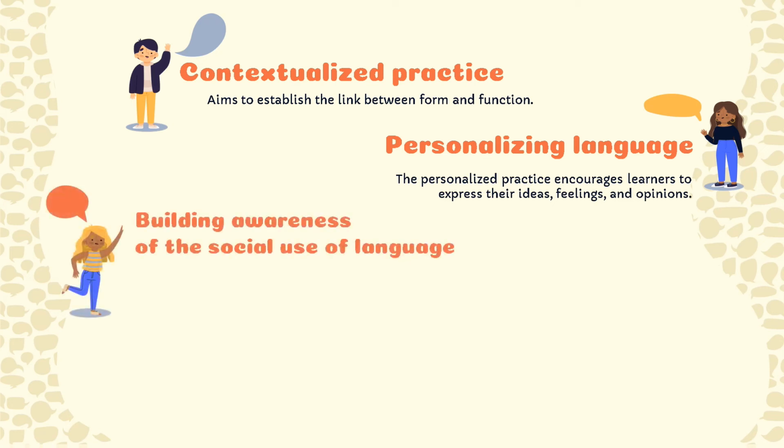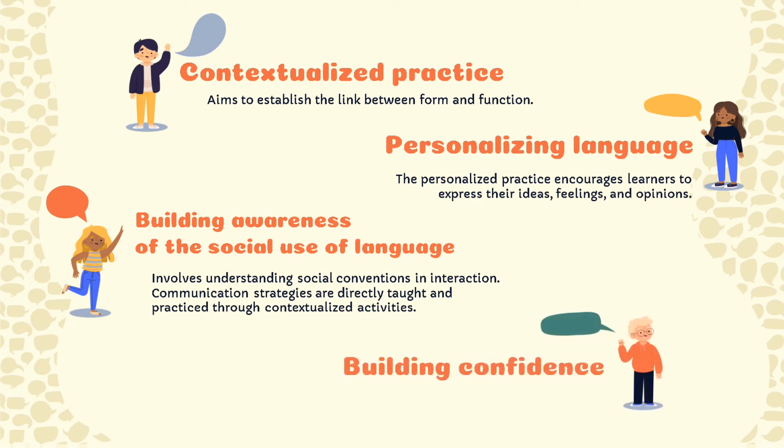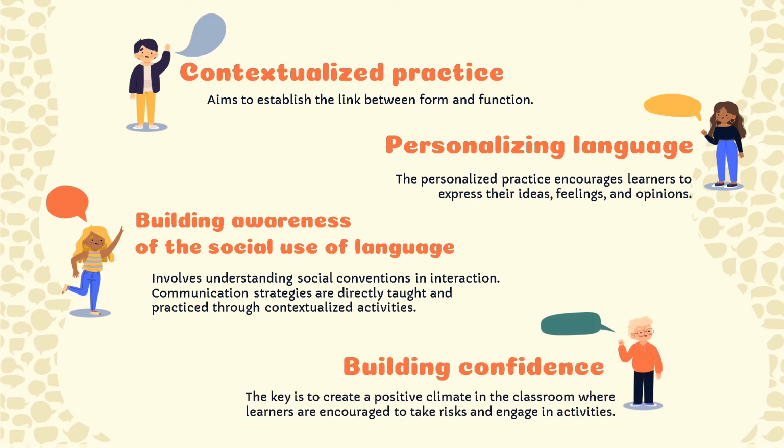Number 3. Building awareness of the social use of language. This involves understanding social conventions in interaction. Communication strategies are directly taught and practiced through contextualized activities. And number 4, building confidence. The key is to create a positive climate in the classroom where learners are encouraged to take risks and engage in the activities.